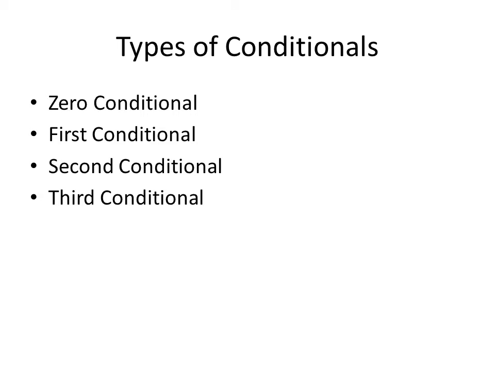There are 4 types of conditional sentences. They are classified according to the degree of probability they express. Each type uses different tenses to show the difference in the degree of probability. The 4 types of conditional sentences are zero conditional, first conditional, second conditional, and the third conditional.